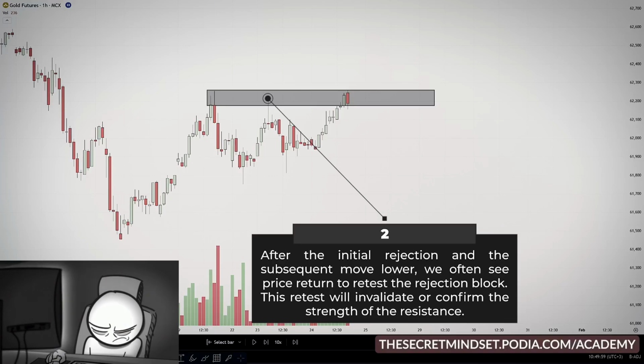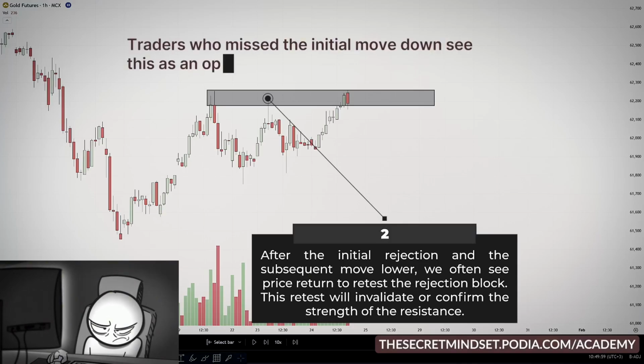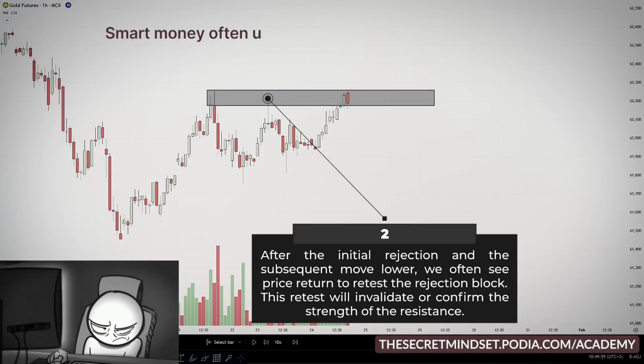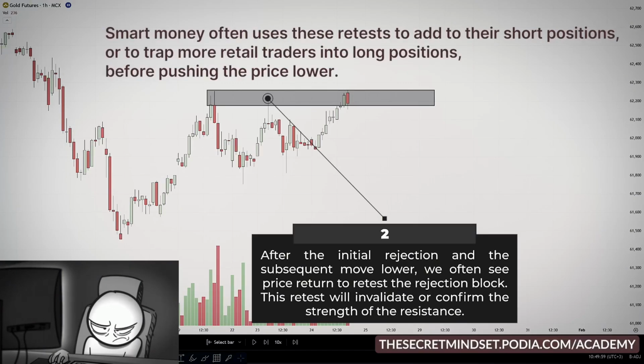This retest will invalidate or confirm the strength of the resistance and potentially entering a short trade. The retest happens for several reasons. Traders who missed the initial move down see this as an opportunity to enter short positions. Some bullish traders still believe in the uptrend and try to buy what they see as a dip. Smart money often uses these retests to add to their short positions or to trap more retail traders into long positions before pushing the price lower.